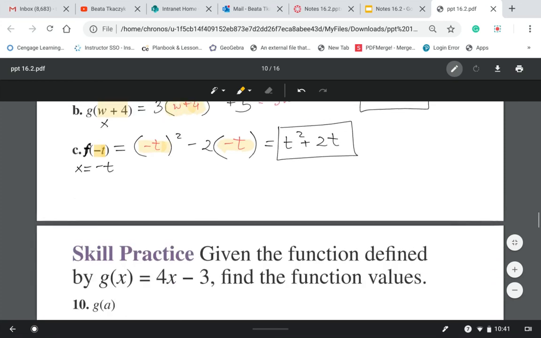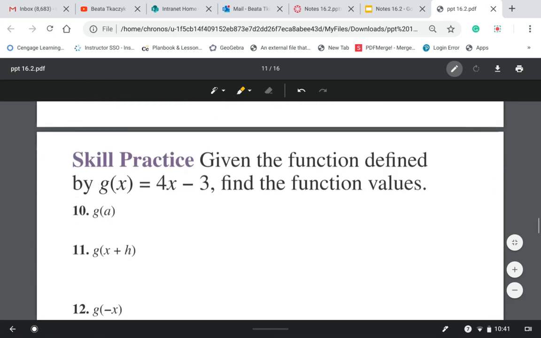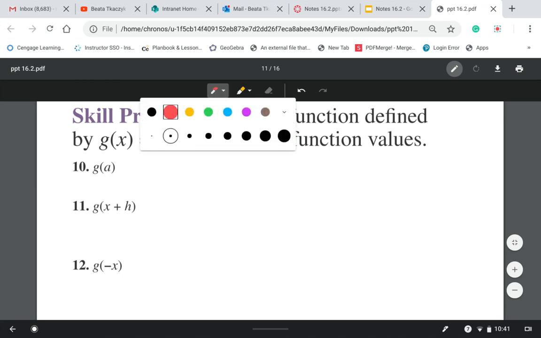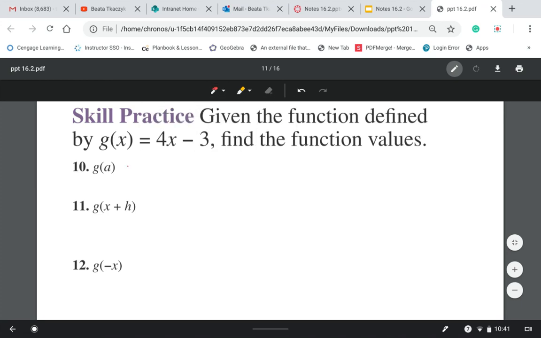Okay, so we'll move on. Here, the same type of problems. I'm going to skip the skill practice because it's the same type of problem. You guys can practice that at home. I can quickly just write down the final solution so you can just check if you solve it correctly. So g of a, the answer will be 4a minus 3.